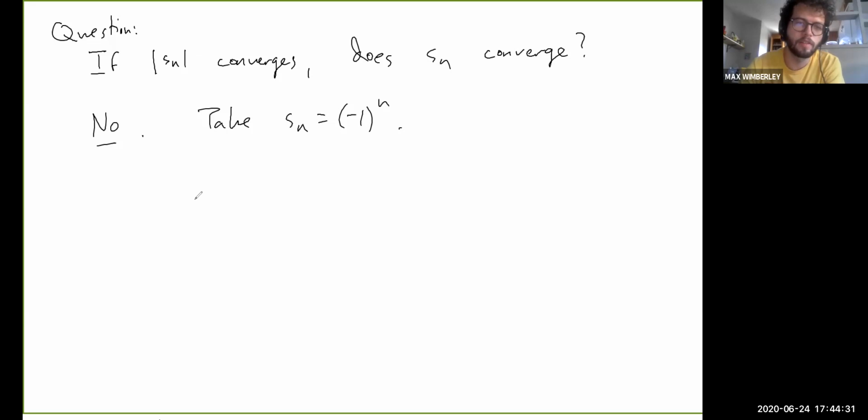Right. Then in this case, the absolute value of Sn is just 1 all the time, right? So the absolute value of Sn converges to 1, but clearly Sn itself does not converge. Very good.